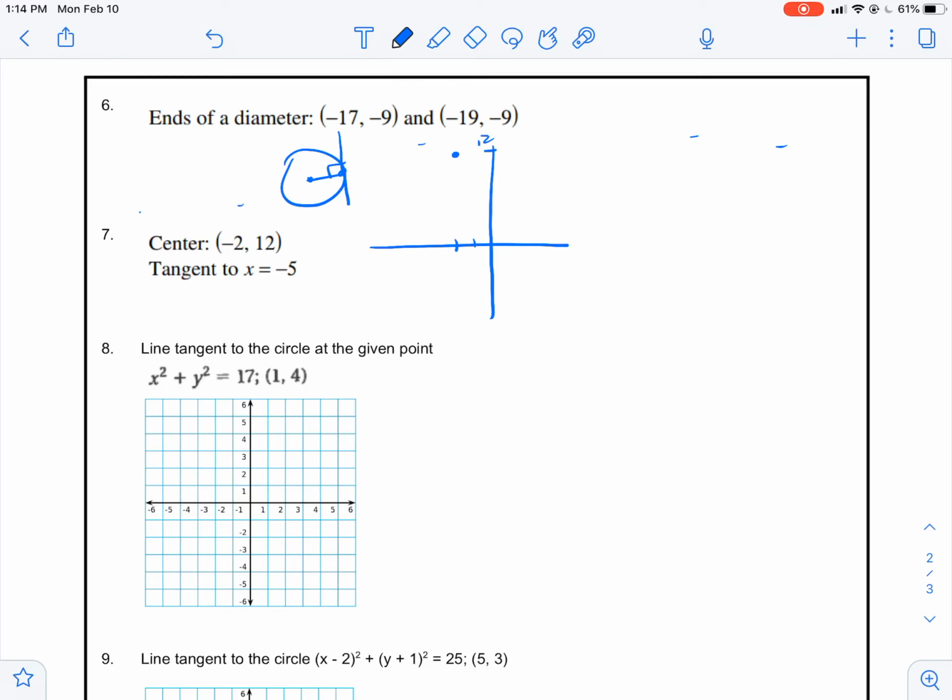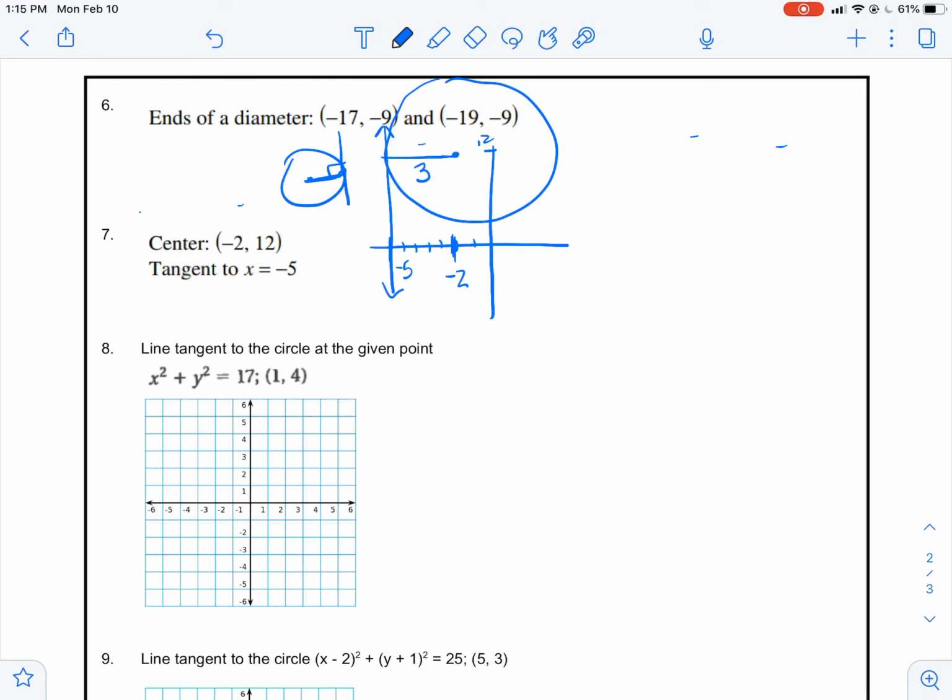But I know it is going to be tangent to x equals a negative 5, which is a vertical line over here. So that means, again, this radius is going to be from here to here. So my circle is going to sit in here somewhere, like that, and there's the tangent. So if I know this one is over at a negative 2, and this is at a negative 5, I know my radius is 3. Everybody okay with that?